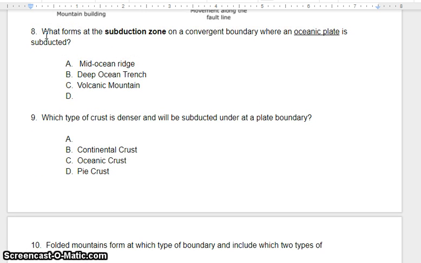Number 8. What forms at the subduction zone on a convergent boundary where an oceanic plate is subducted? Is it A, mid-ocean ridge, B, deep ocean trench, or C, volcanic mountains? Number 9. Which type of crust is denser and will be subducted under the plate boundary? B, continental crust, C, oceanic crust, D, pie crust.